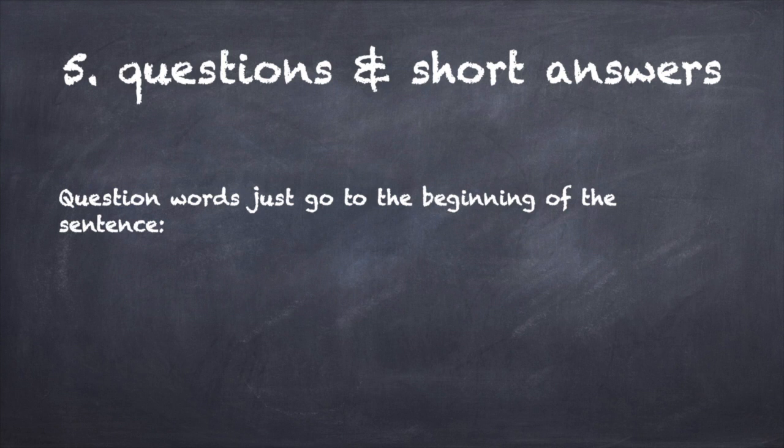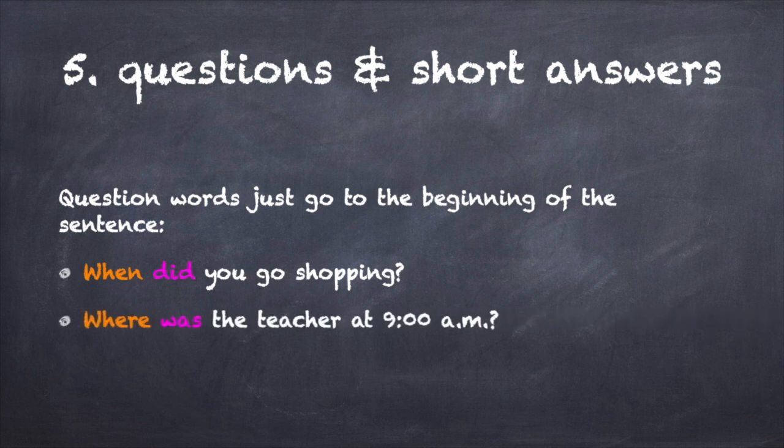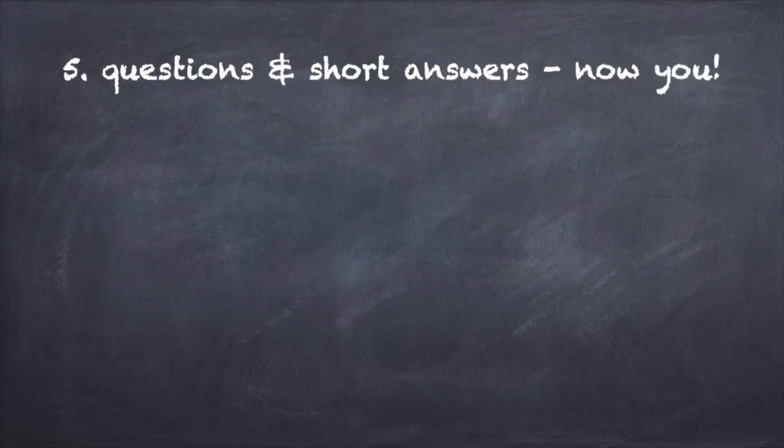So you say, for example, when did you go shopping? Oh, I don't know, I went shopping at 9 o'clock. Or where was the teacher at 9 a.m.? Oh, the teacher was at home because schools are closed. Okay, now you have everything you need to know to make your own sentences.